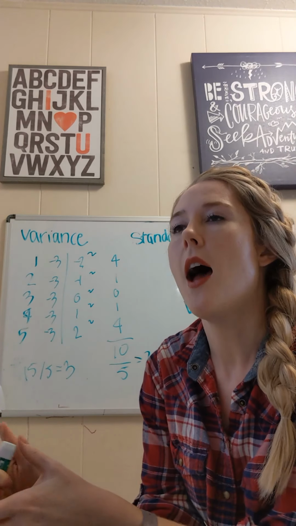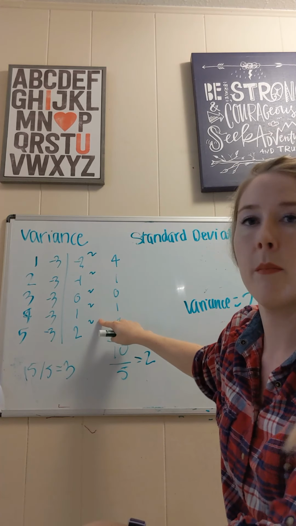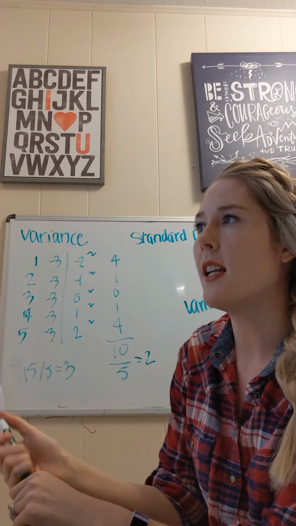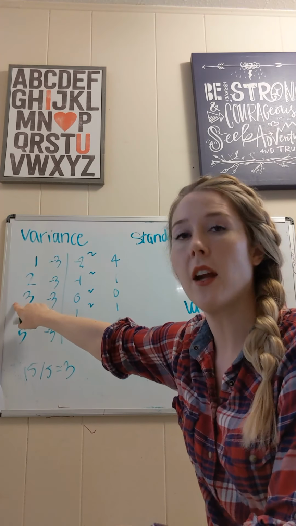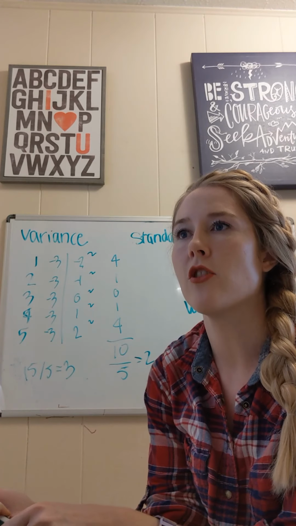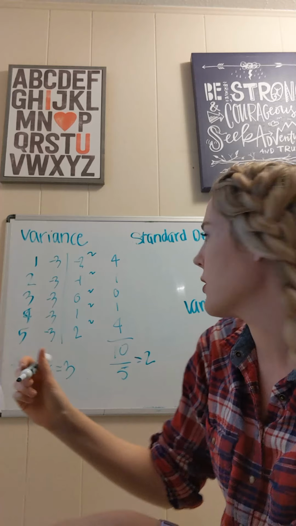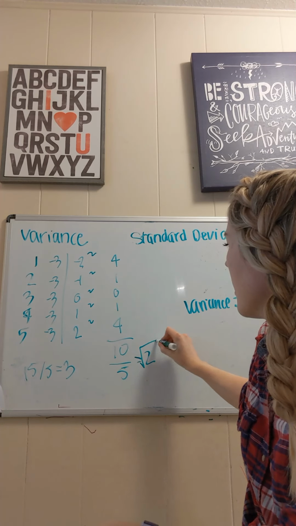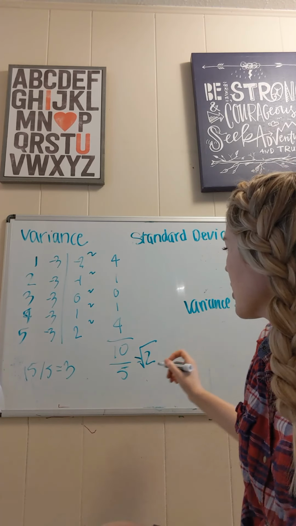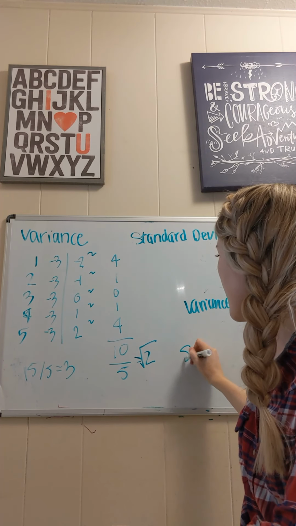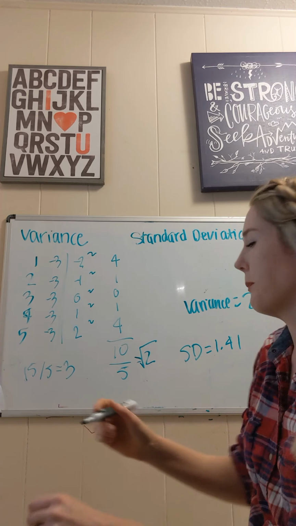Now we have a problem because we have squared these numbers, which means it's not on the same level of measurement as our original data. So we want to make sure that it's the same. What we do to find the standard deviation is square root our answer, which is just reversing this process. So if we square rooted 2, the standard deviation would be 1.41.